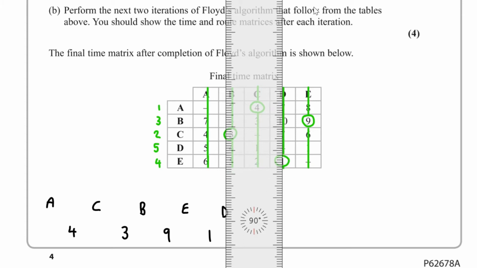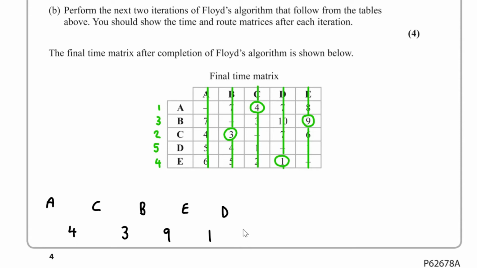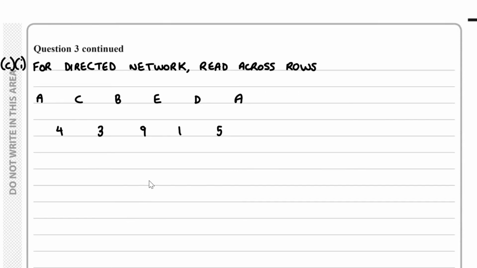And now that we're at D, because we need to find a Hamiltonian cycle, we have to go back to where we started, which is A. So to go from D to A, we'd have to add on this 5 shown in orange. So we have 5 over here. So let's just copy this into the answer book. So here we have our Hamiltonian cycle A C B E D A.